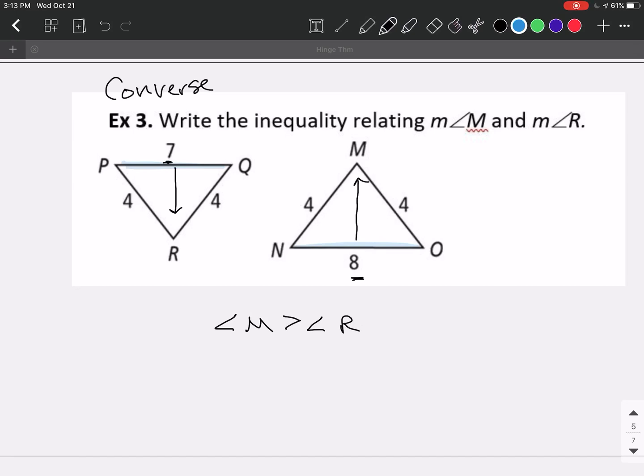So with the Hinge theorem, if the angle is bigger, the side is longer. The smaller the angle, the shorter the side. And with the converse, if the side is longer, my angle is larger. If the side is shorter, the angle is smaller. So if you're not pre-AP, you're done with the video. Pre-AP, we're going to have two more examples.